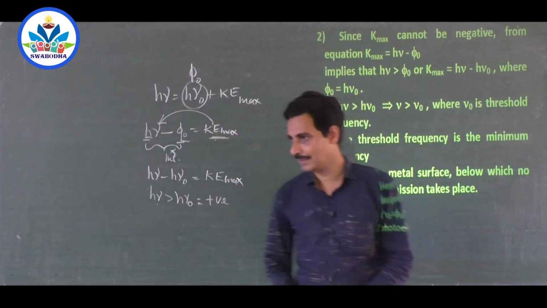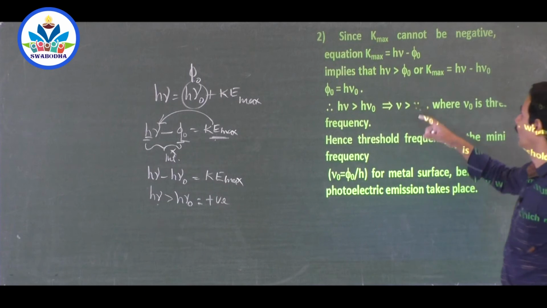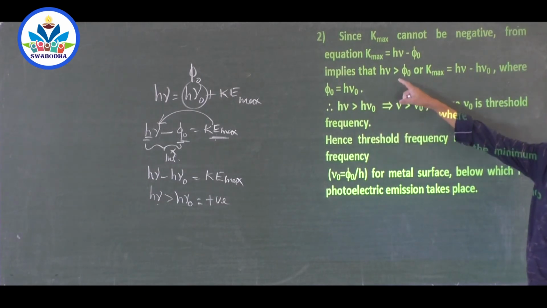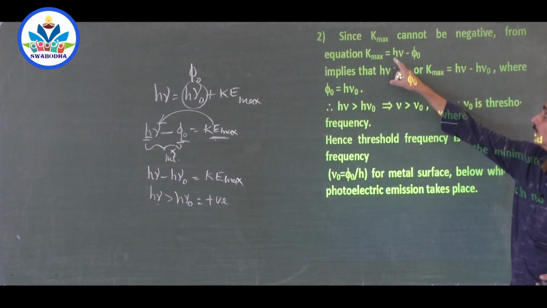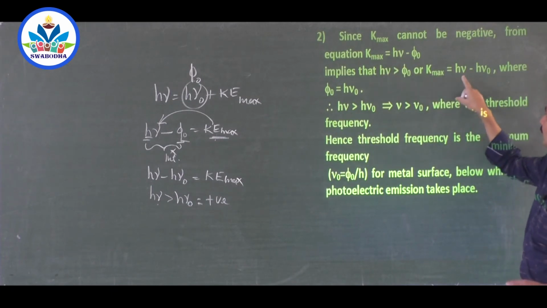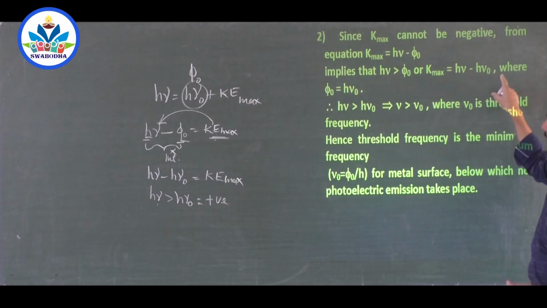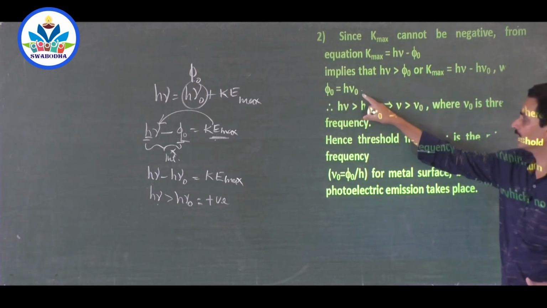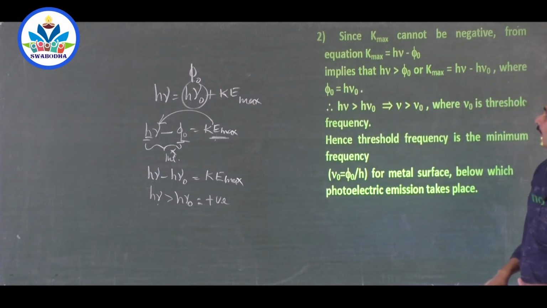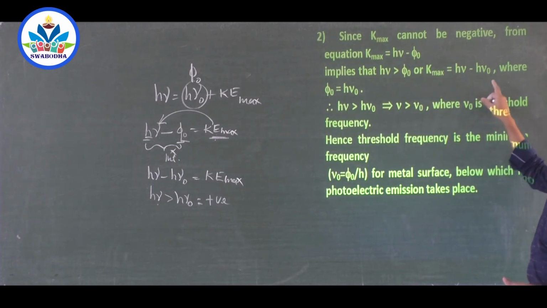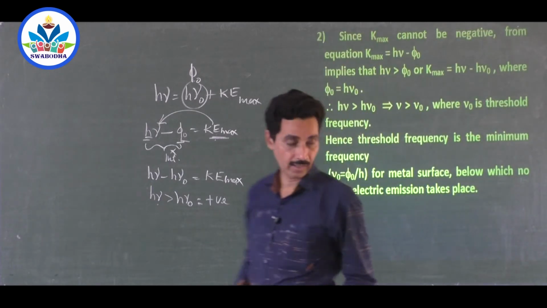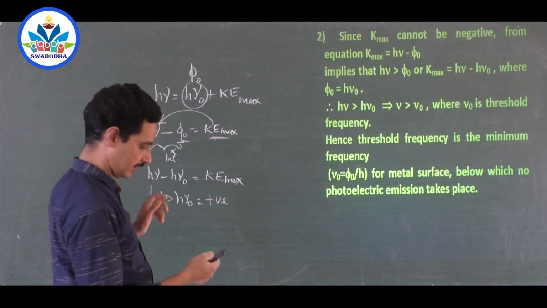It implies that here they say h nu is greater than phi naught. Otherwise kinetic energy will be negative. So h nu is greater than phi naught. Kinetic energy maximum is h nu minus h nu naught. That means the work function is equal to h nu naught. Now, since I can show it here.